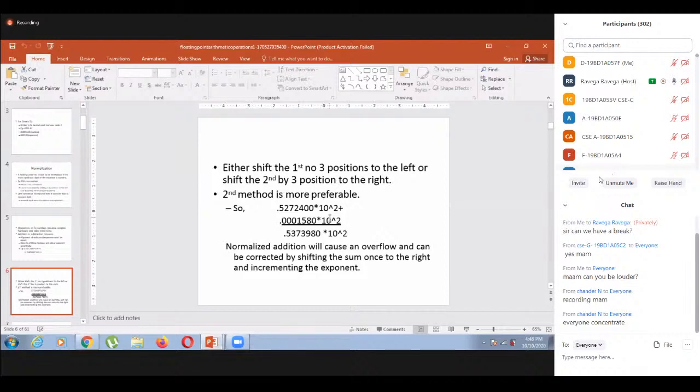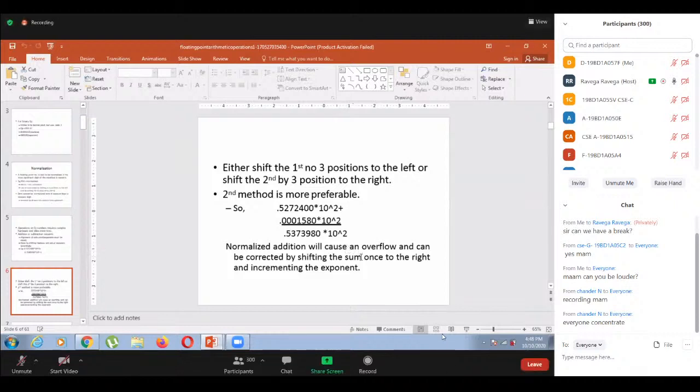So here the exponent values are the same. Then you can perform the addition operation. The addition of the numbers is 5.5373980 times 10 to the power of 2. So this is the floating point addition operation.